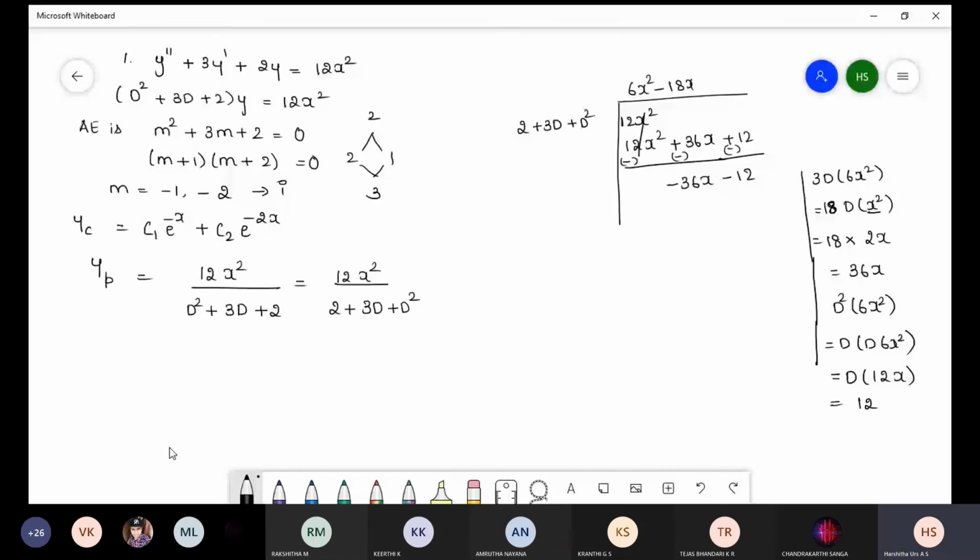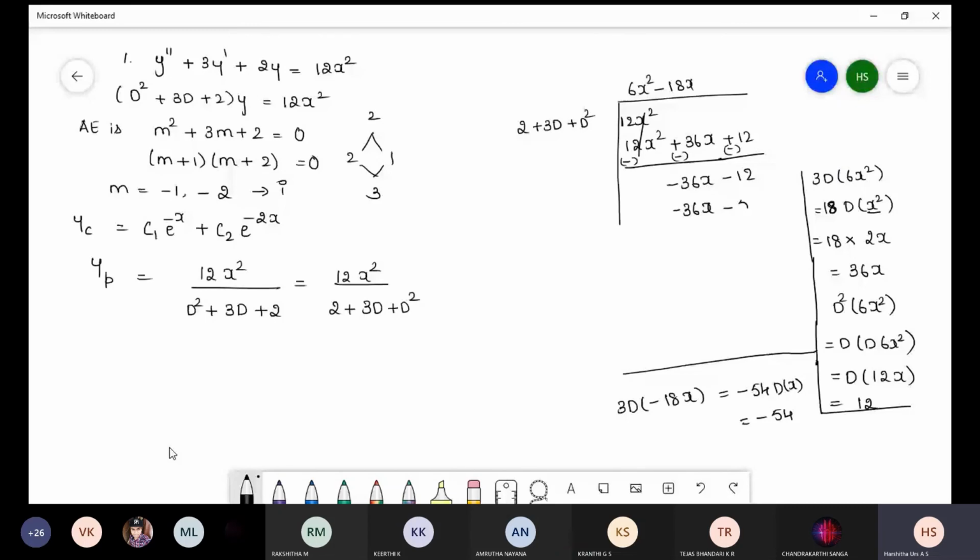Next, I just continue here. Next comes 3d into minus 18x. So 18 into 3, minus I write outside, 18 into 3 is 54. What is the differentiation of x? 1. Yes, so we get only 54. Minus 54, here I write minus 54.